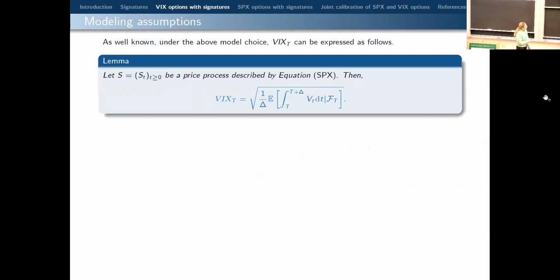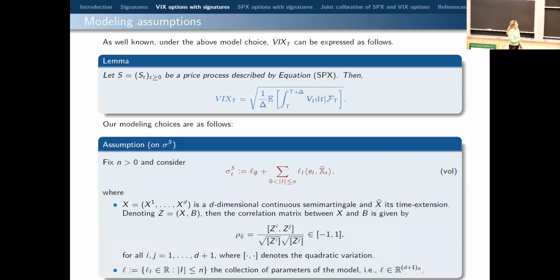Under this modeling condition, one can write the VIX, which is well known, in the following formula. The VIX is the square root of 1 over delta times the expected value of the integral of the instantaneous future variance conditioned on F_T. So this is the integrated forward variance. This is standard in such a diffusion model, just by Ito's formula.